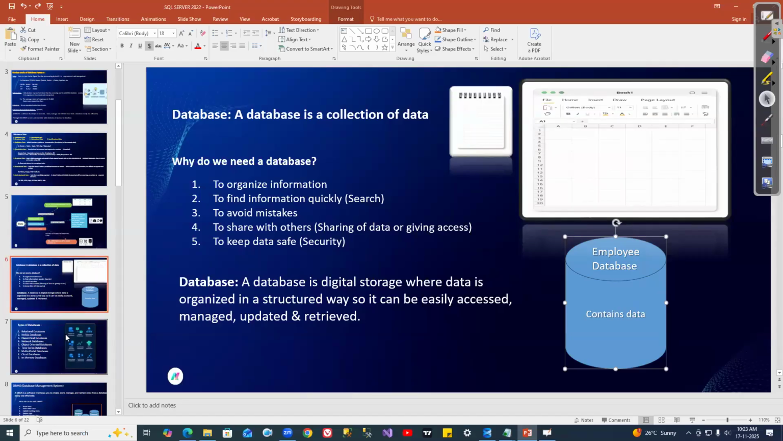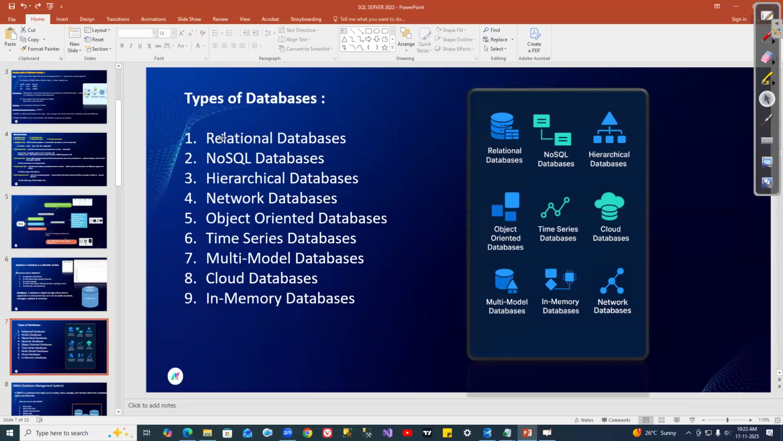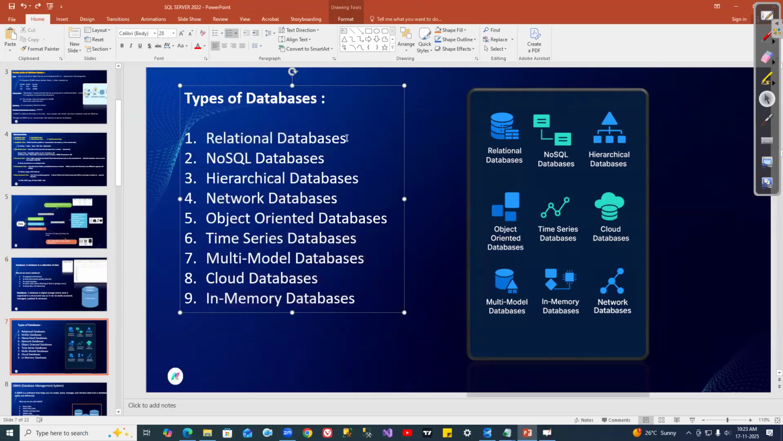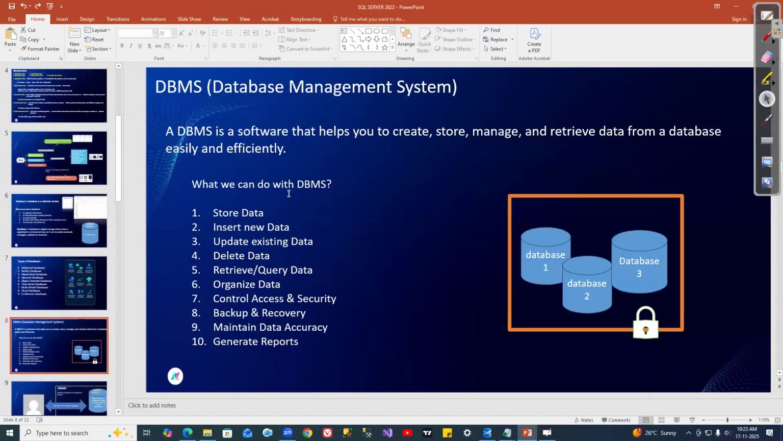We have several types of databases available in the market: relational databases, NoSQL databases, hierarchical databases, network databases, object-oriented databases, time series, multimodal databases, cloud and in-memory databases. Various types of databases are available in the market. Our concern is with relational databases. This we are going to learn.